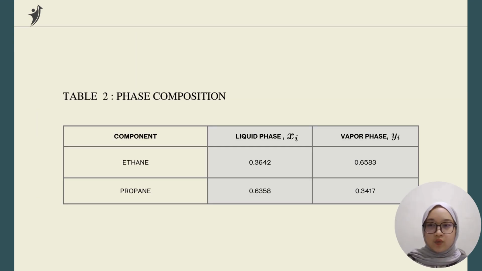This table shows the composition of ethane and propane in both the liquid and vapor phases after equilibrium is reached. For the liquid phase, ethane has a mole fraction of 0.3642, while propane has a higher mole fraction of 0.6358. In the vapor phase, ethane has a mole fraction of 0.6583, whereas propane has a lower mole fraction of 0.3417.